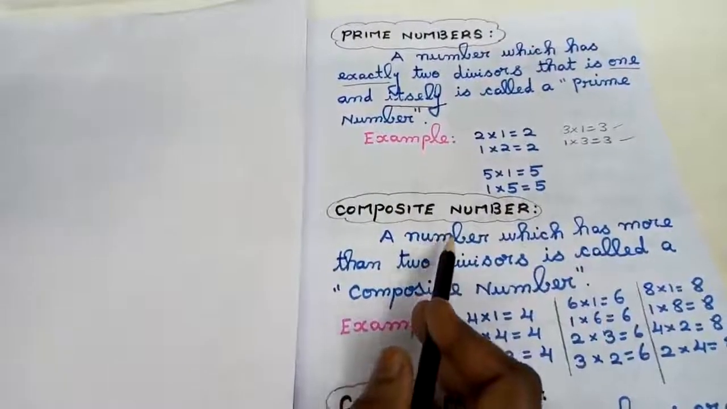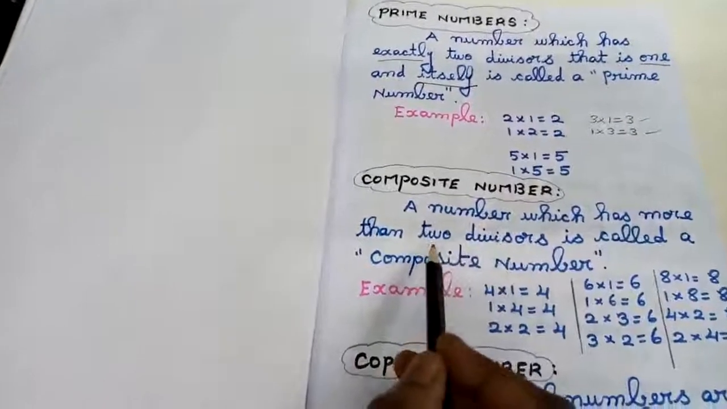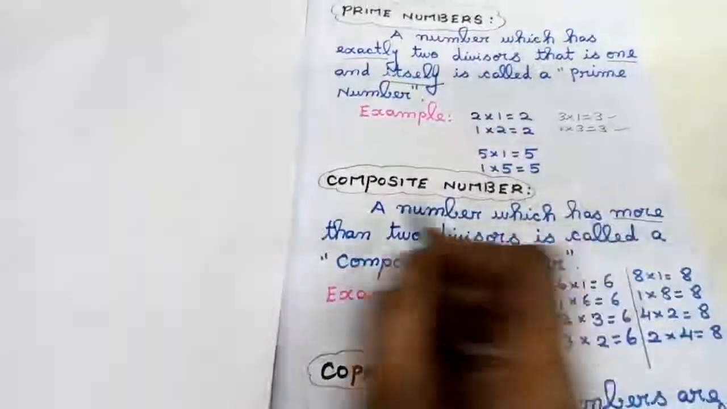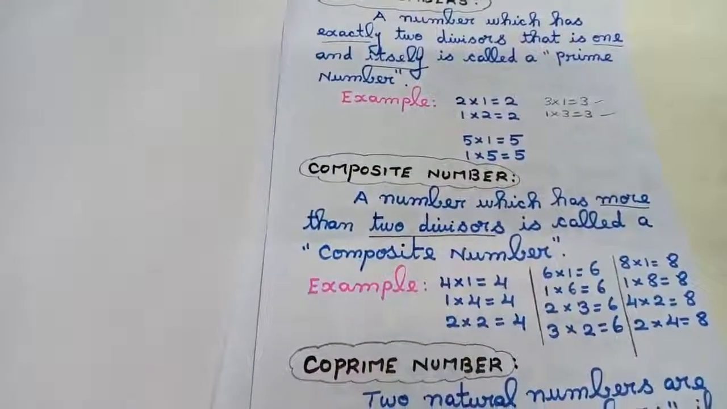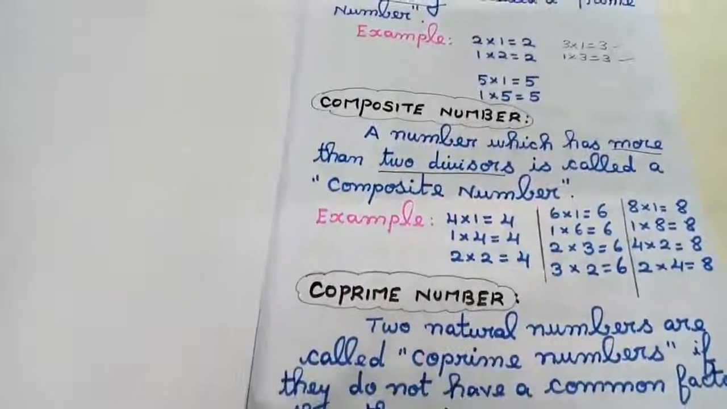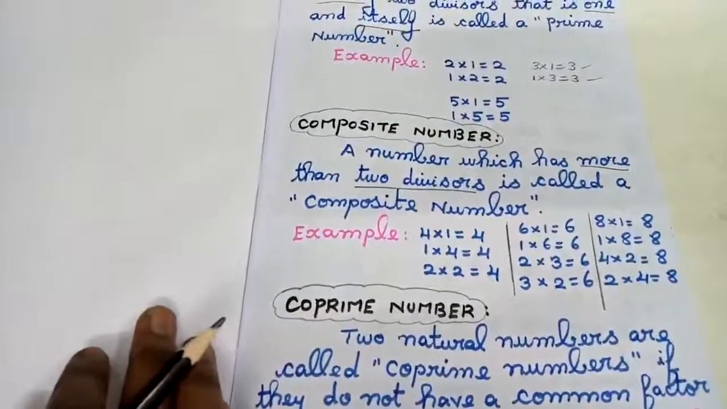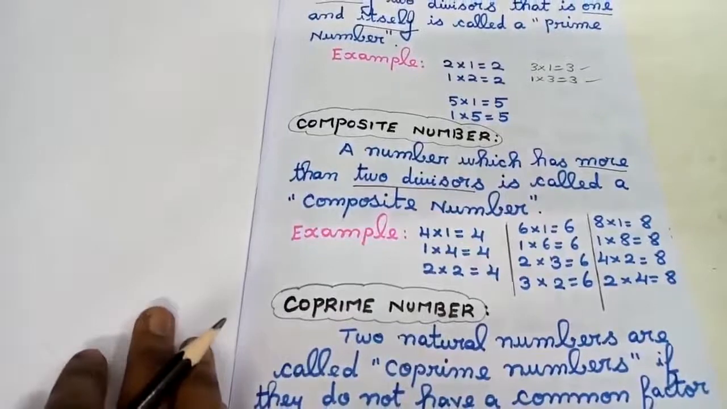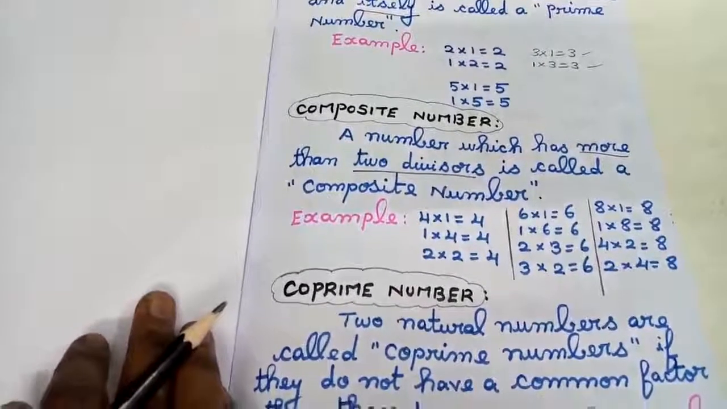For a composite number also, the same concept will be repeated, but you will be having more than 2 divisors, and you have to be clear in this place. All the numbers are multiplied by 1 and itself, but the numbers which are multiplied only by 1 and itself are known as prime numbers, and the numbers which are multiplied by more than 1 and itself are called composite numbers.